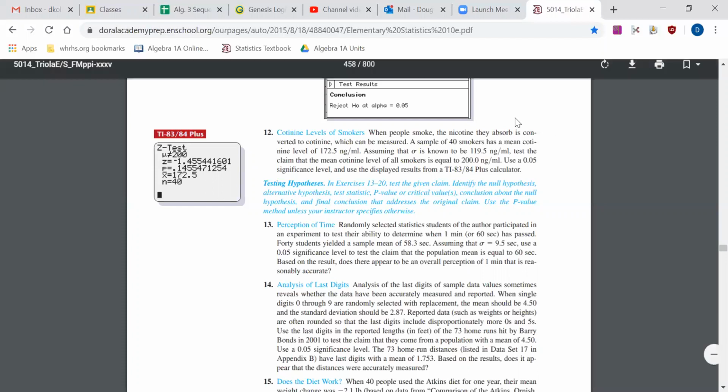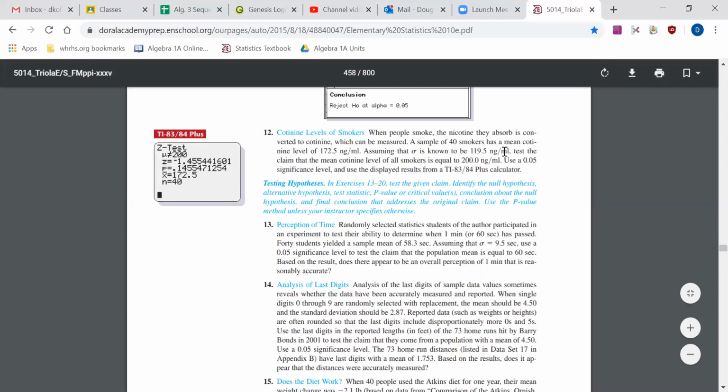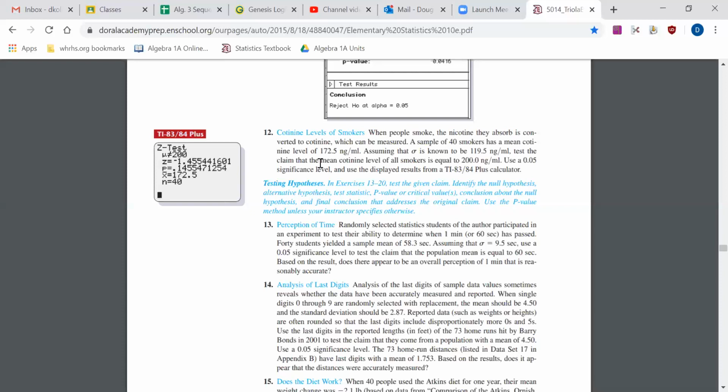When people smoke, the nicotine they absorb is converted to cotinine, which can be measured. A sample of 40 smokers has a mean cotinine level of 172.5 nanograms per milliliter. Assuming that sigma is known to be 119.5 nanograms per milliliter, test the claim that the mean cotinine level of all smokers is equal to 200 nanograms per milliliter. Use the 0.05 level.